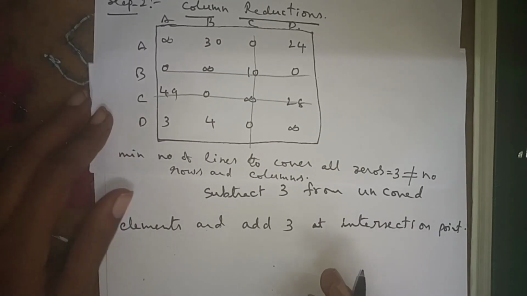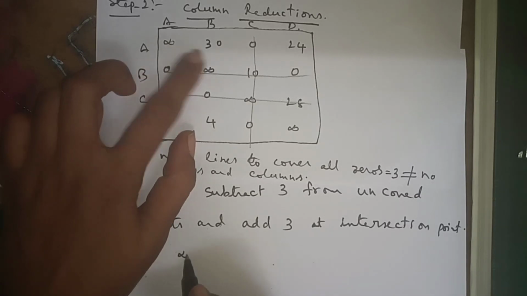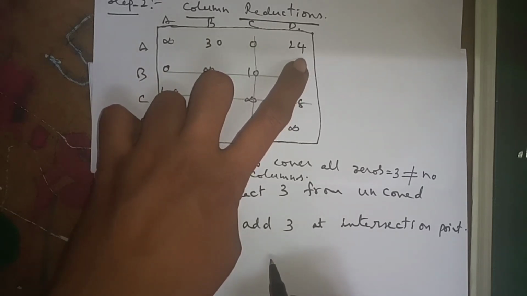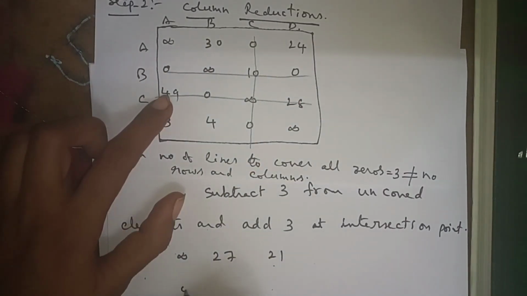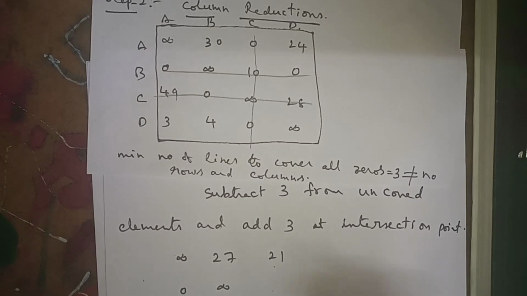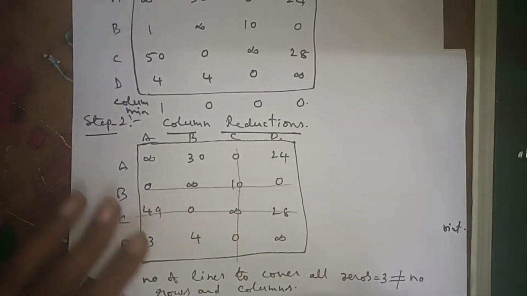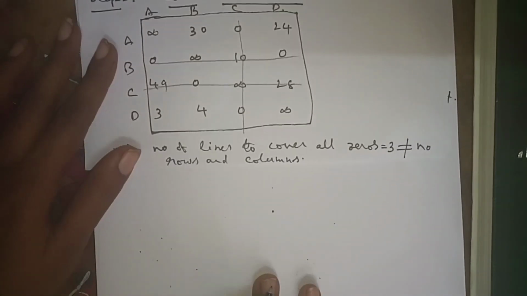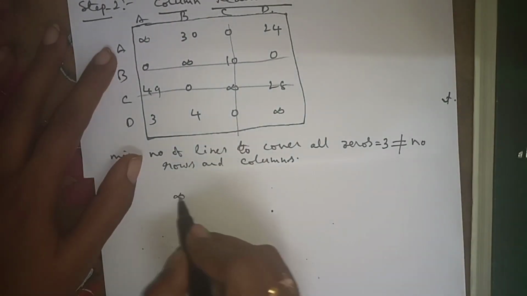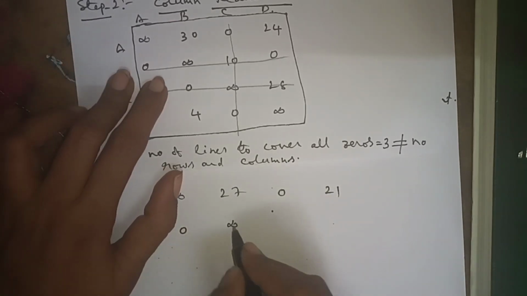See this table, wherever an uncovered element is there, subtract. Infinity minus 3 is infinity. 30 minus 3 is 27. This is as it is. 24 minus 3 is 21. 0, I will write. Infinity as it is. I will write again, I missed one number. Subtract 3 from the infinity. 27, 0, 21. Now I will write as it is the intersection point.